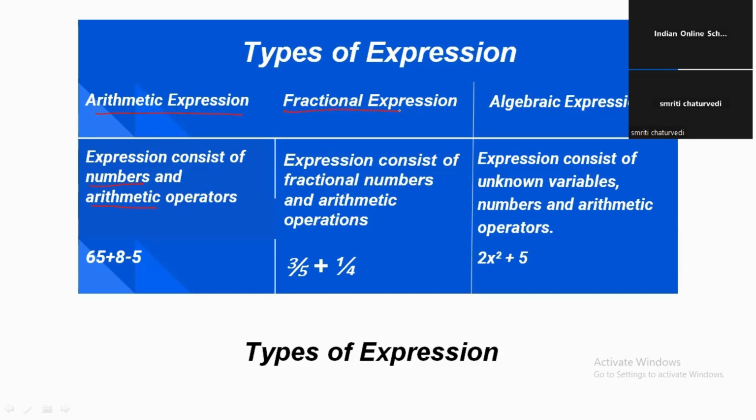When we are talking about a fractional expression, it should have fractional numbers: at least two fractional numbers and at least one mathematical operation. And an algebraic expression should consist of unknown variables and numbers, and at least one arithmetic operator. These are the differences between the three types of expression: arithmetic, fractional, and algebraic. Now, since we are talking about algebraic expression, there are some new words here, which are variables. So what are these variables? Let's see.